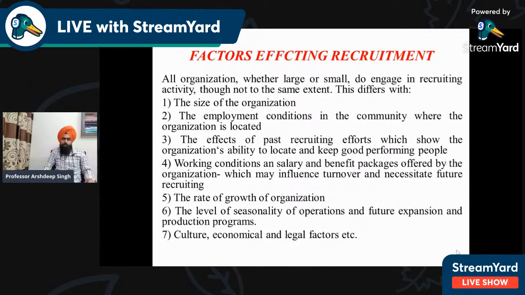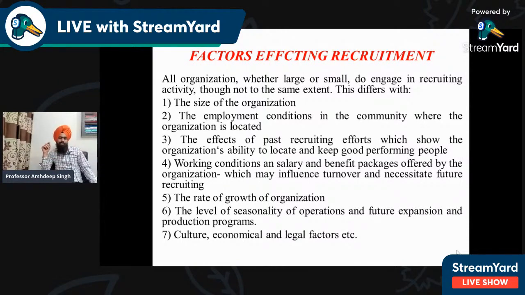That means the size of the organization. If we have a very big organization, for example, at the state level, the national, or the international level, we are in need of a number of employees, and the recruitment process in those types of organizations would be on a continuous basis. So the size of the organization always affects the recruitment process.